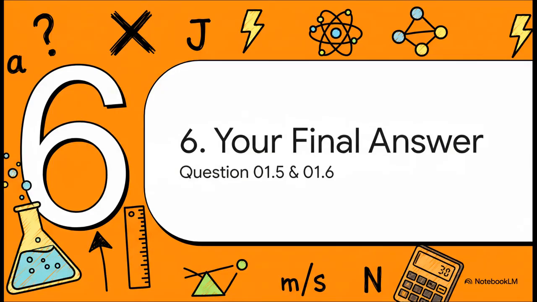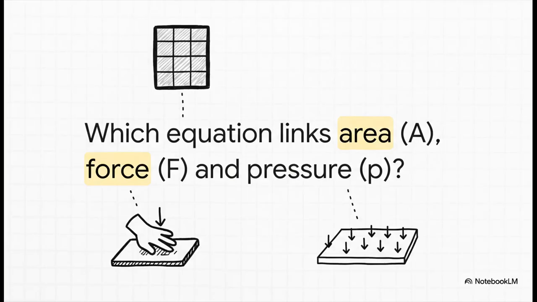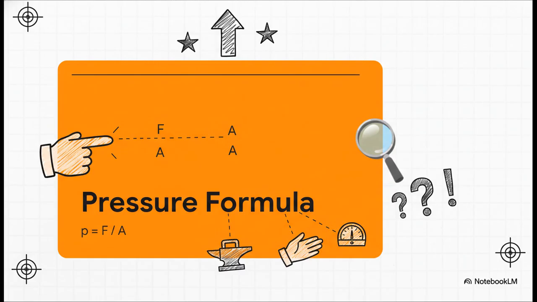Right, we are on the home stretch now, the very last part of question 1. And this one's a big deal. It's worth 5 marks. It pulls together a bunch of different skills: remembering another formula, doing a calculation, using standard form, and getting the units right. Let's break it down. First up, it's another formula check. Which equation connects area, force, and pressure? Just like before, they give you 4 options, and the one you're looking for is pressure equals force divided by area.